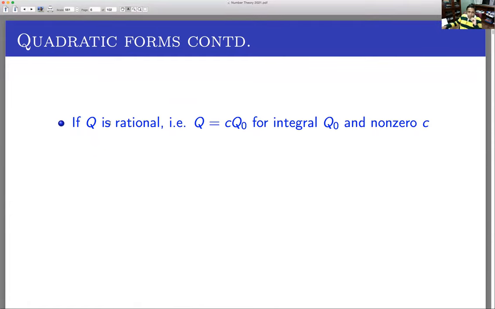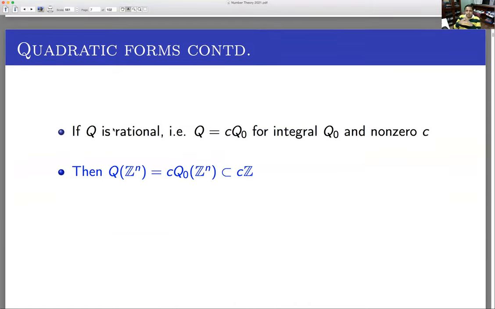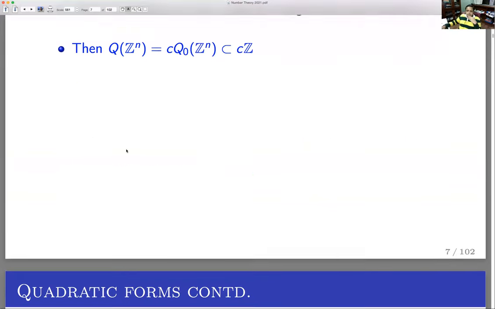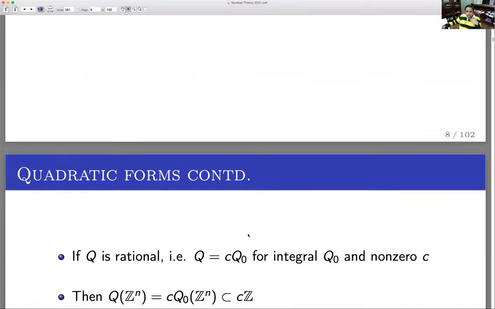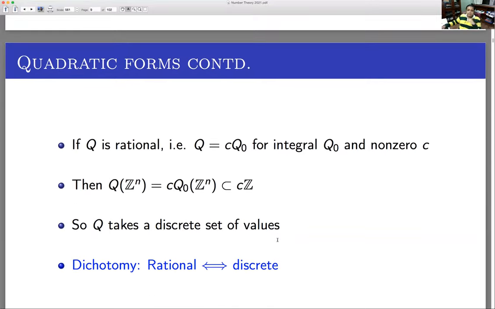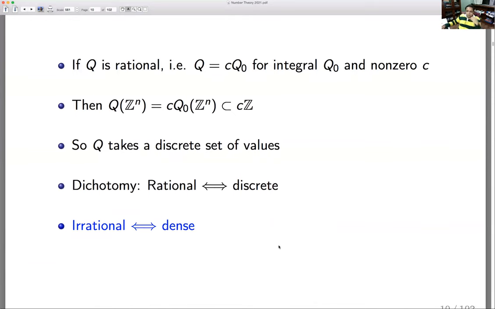This is what I mean precisely by rational quadratic form. If you take a multiple of a rational quadratic form, then it's very easy to see that the set of integer values it takes is a discrete subset of the integers. It's some constant multiple of an integral form, and the set of values it takes will be a subset of this multiple times the integers. So the conjectured dichotomy at the time was that rational quadratic forms correspond to a discrete set of values, and irrational quadratic forms correspond to a dense set of values.